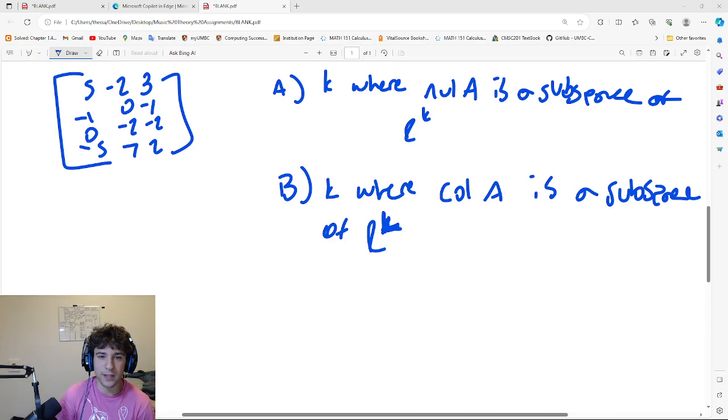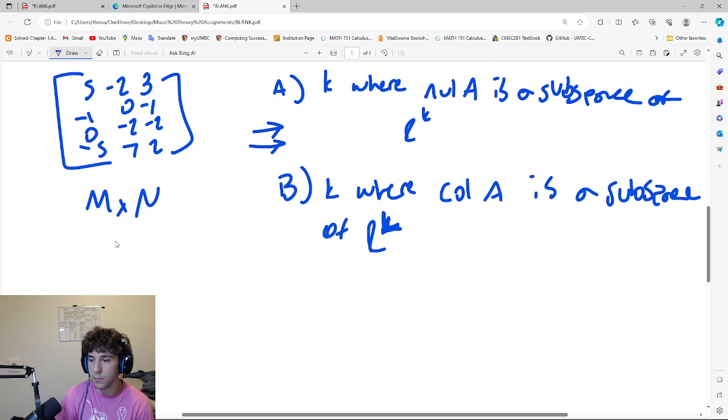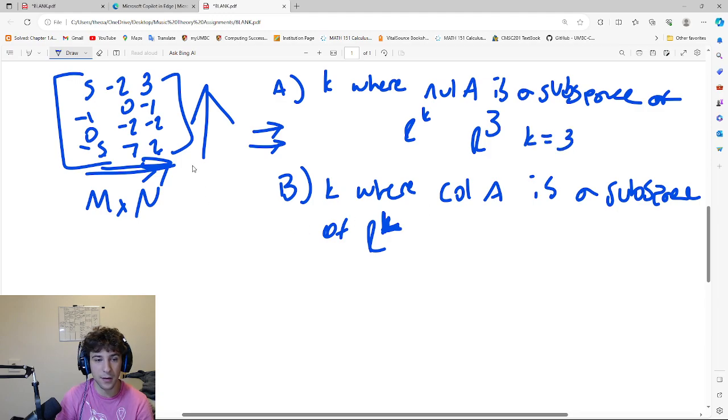So let's look at this. Remember, we said null space is going to be like the rows. This is an m by n matrix, where m is going to be the length, and then this is going to be the height. However, again, we said that the null space is looking at the rows, and we can see that the rows have 3 entries. So this would need to span R3. So in this case, k is equal to 3.